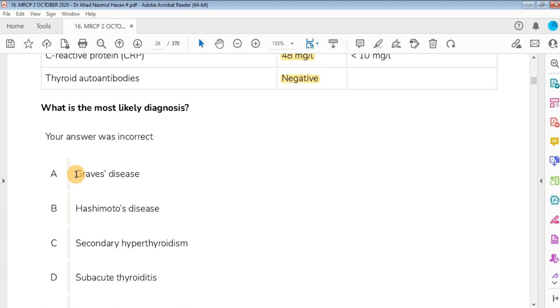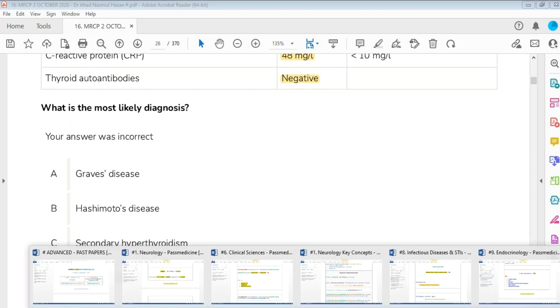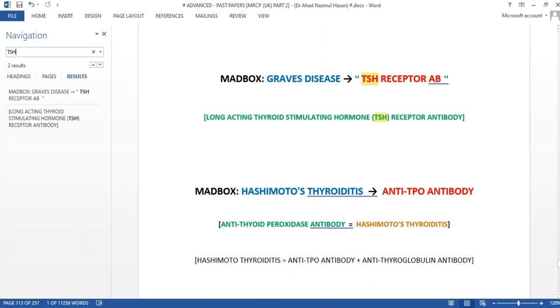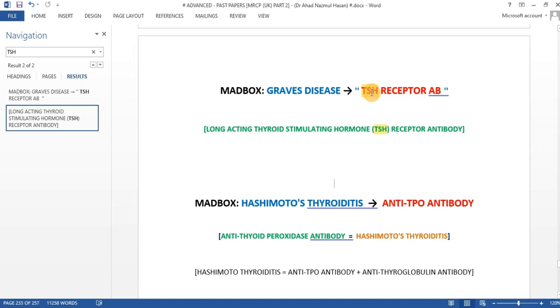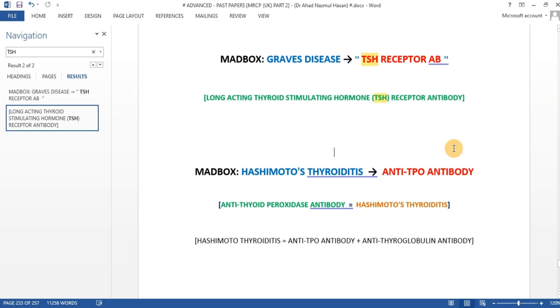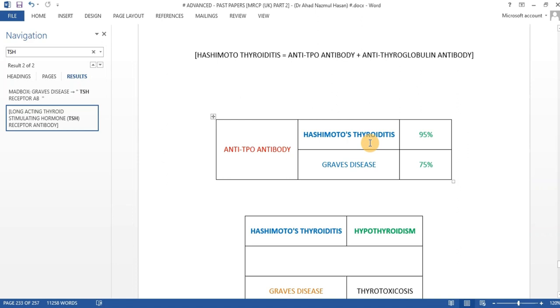TSH receptor antibody. Yes, the long-acting TSH receptor antibodies would be expected in case of Graves disease. Any other antibodies? TPO antibodies. Yes, very good. So the TSH receptor antibody is specific for Graves disease. And anti-thyroglobulin antibody is specific for Hashimoto's thyroiditis. But the anti-TPO antibody is overlapping. This is seen both in Graves disease as well as Hashimoto's thyroiditis. But this is more commonly associated with Hashimoto's thyroiditis, around 95% cases, and less commonly with Graves disease.